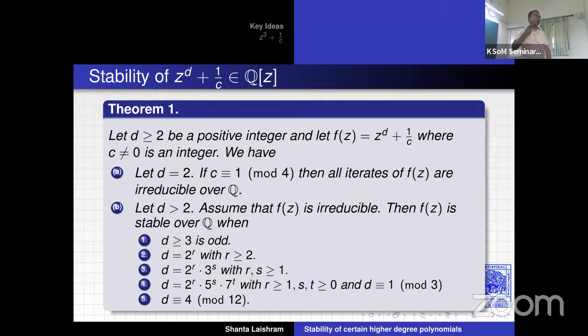If you take a degree d bigger than 2 and start with f irreducible, then this is stable over Q when d is odd and bigger than 3, or d is a power of 2, or d has a certain form. We are not able to prove it unconditionally for every d, but we can prove it for a number of families: d bigger than or equal to 3 odd, or d a power of 2, or a power of 2 times a power of 3, or a power of 2 times a power of 5, or a power of 7, or d congruent to 4 mod 12.